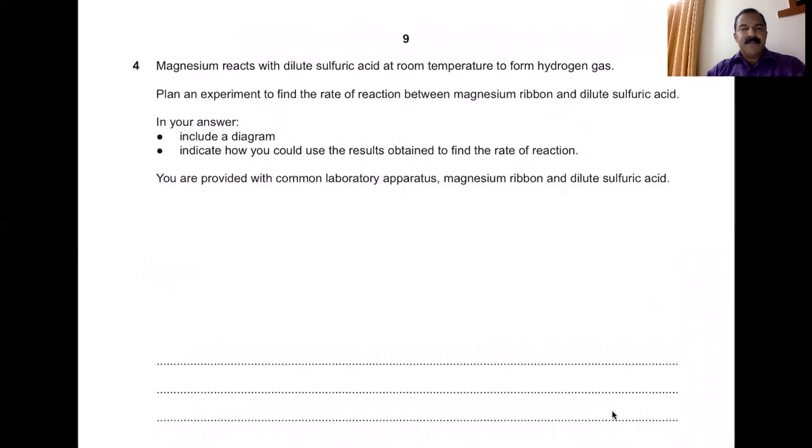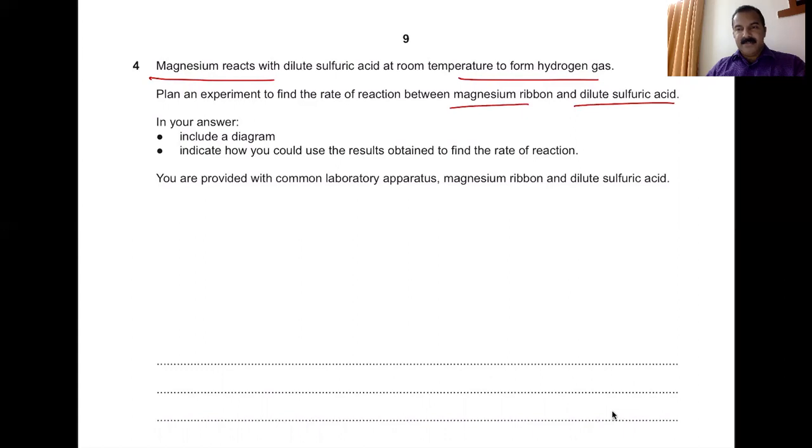Here, look at this. Magnesium reacts with the dilute sulfuric acid at room temperature to form hydrogen gas. Most likely, the opening sentence will give a strong clue of the procedure, what is happening during the reaction. It just tells us: plan an experiment to find the rate of reaction between magnesium ribbon and dilute hydrochloric acid.